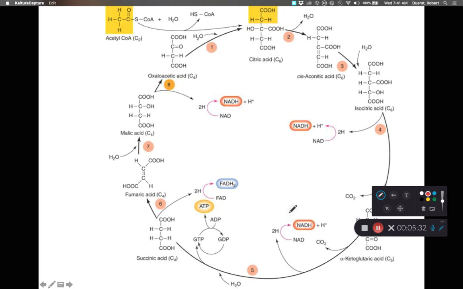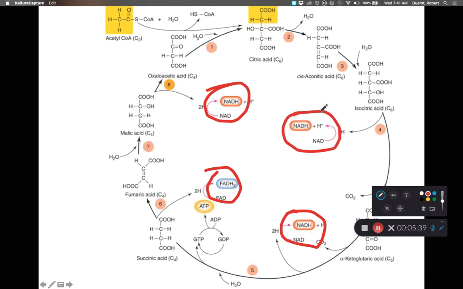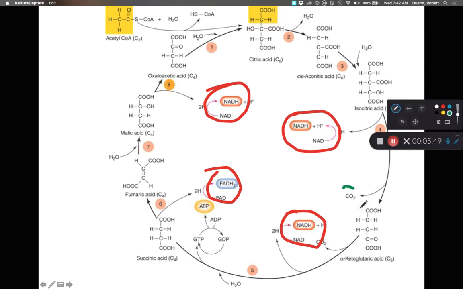Let me shift colors for you. In red, I'm going to circle the high energy electron carriers. So we have lots of high energy electron carriers. 4 carriers per rotation, 8 carriers per glucose molecule. And then per rotation, I'm going to circle them in green. We have a carbon dioxide right here. And where did that other carbon dioxide go? Ah, right there. And then the other carbon dioxide right there. So we also release 2 carbon dioxides per rotation of the citric acid cycle.